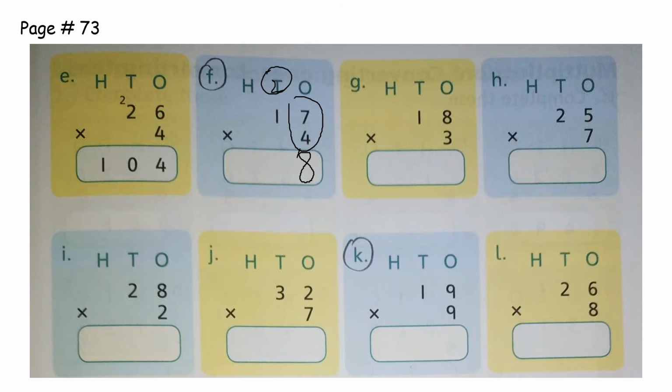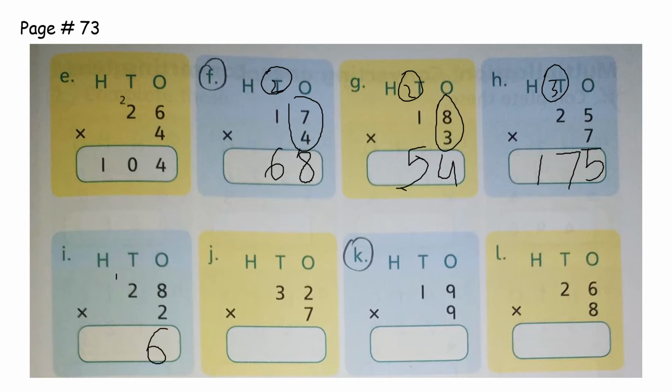4 ones are 4, 5, 6. 3 eights are 24. So you will write 4 here and 2 will carry. 3 ones are 3 and plus 2, 5. Next one is 7 fives are 35. 7 twos are 14 and plus 3 is 17. Okay, the next one is 8 twos are 16.